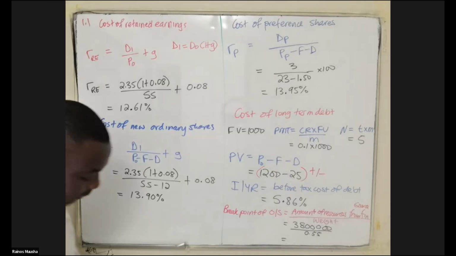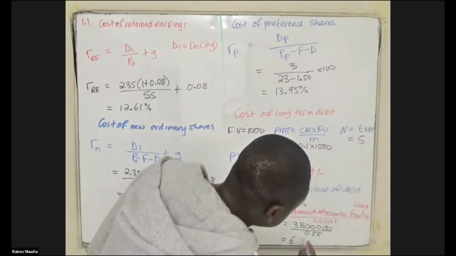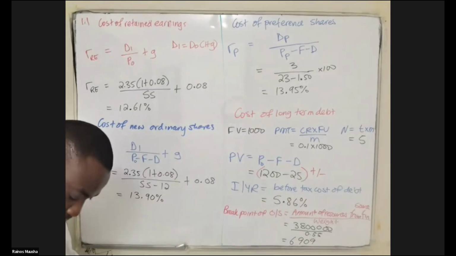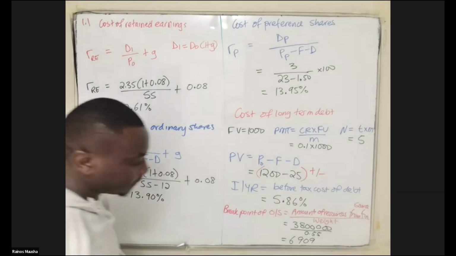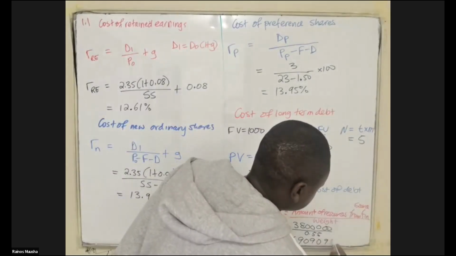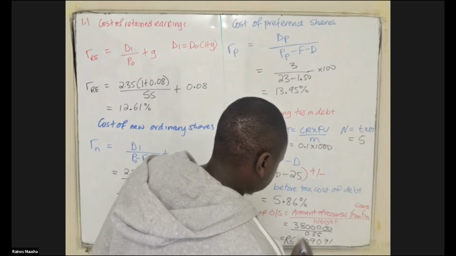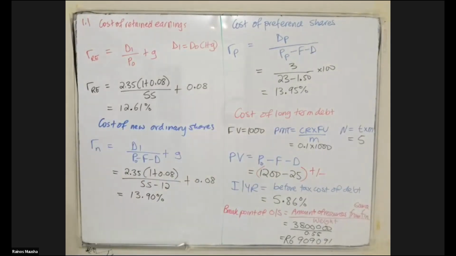You must be able to get a figure of 6,909,091. So your breakpoint of ordinary shares would be an amount of financing of 6,909,091. Are we on the same page?